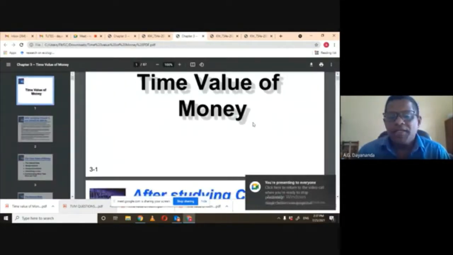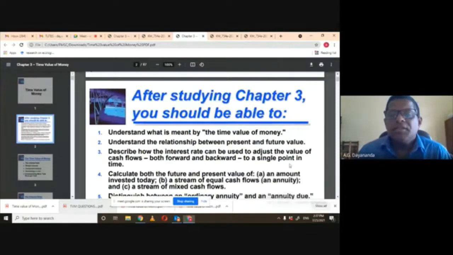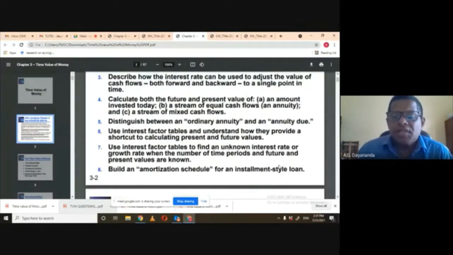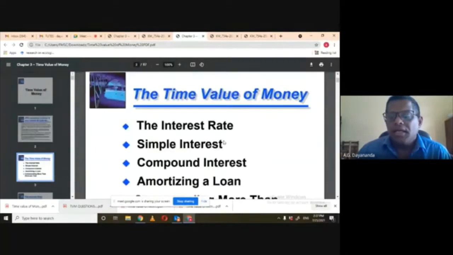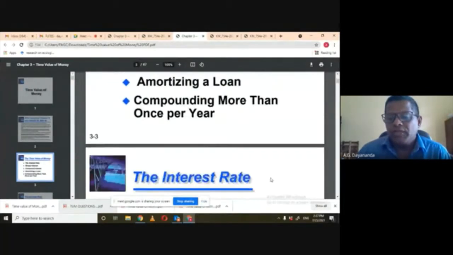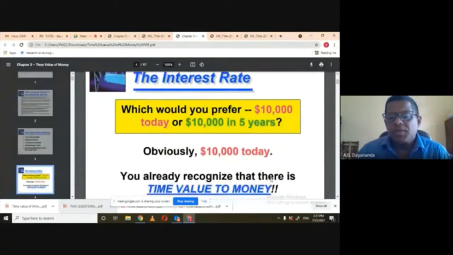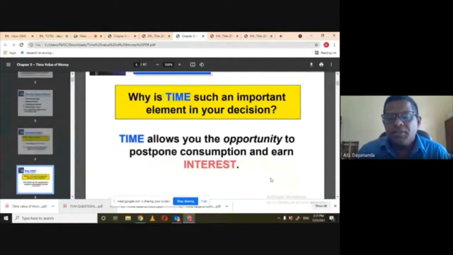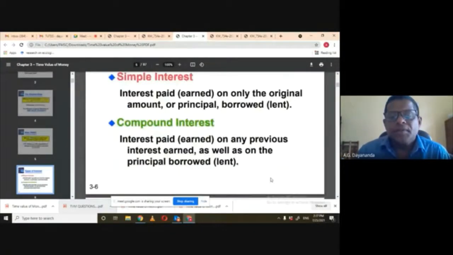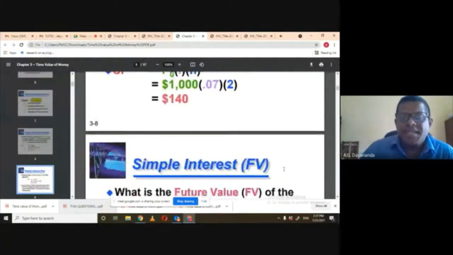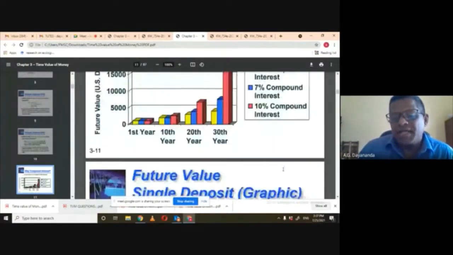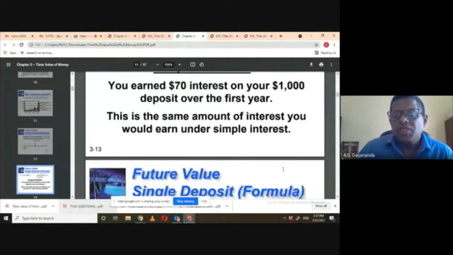Time value of money. We discussed last week the meaning of time value of money, and today we are going to discuss the rest part of the handout. First of all, we will try to complete this slide presentation. Then we'll come back to the question.